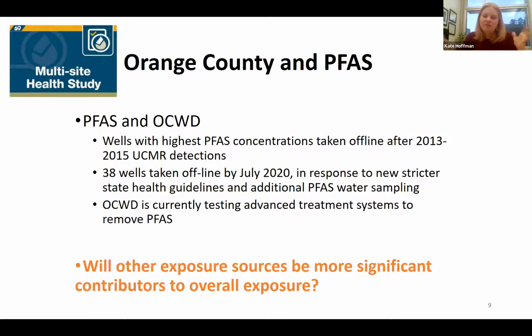So if you take this picture all together, it's very likely that exposure to PFAS in Orange County has probably decreased substantially since 2013 and 2015. And that's something the study will work through and help identify. I think this is probably a story that's going to be true in a lot of other communities as well, particularly with the new EPA roadmap. As we see these impacted communities with decreasing PFAS in their drinking water, it's possible that they'll become more and more like general population exposures, and that other sources of exposure will become more significant contributors to overall exposure.